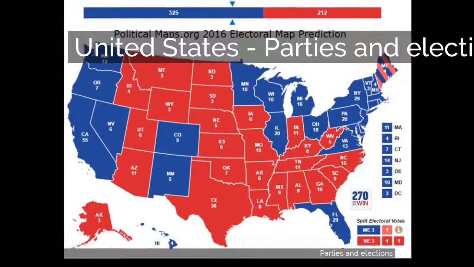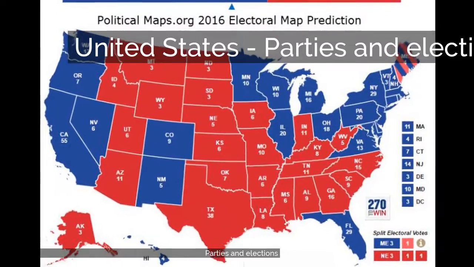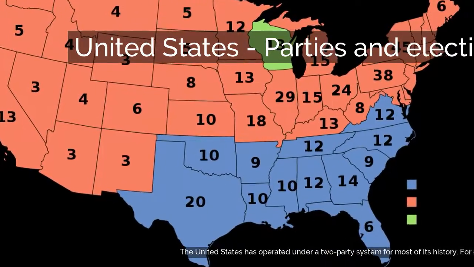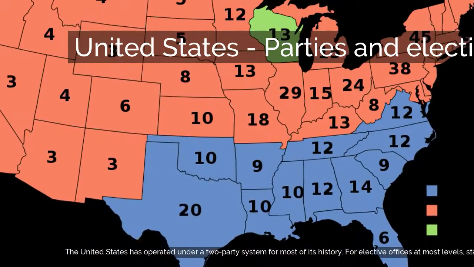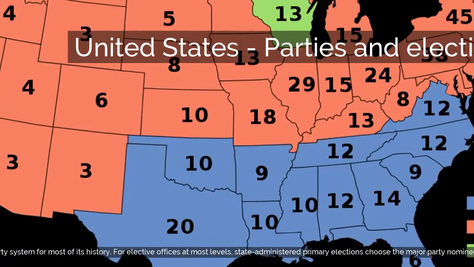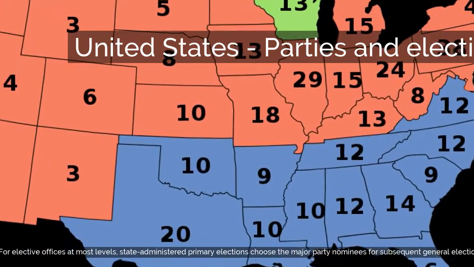Parties and elections. The United States has operated under a two-party system for most of its history. For elective offices at most levels, state-administered primary elections choose the major party nominees for subsequent general elections.